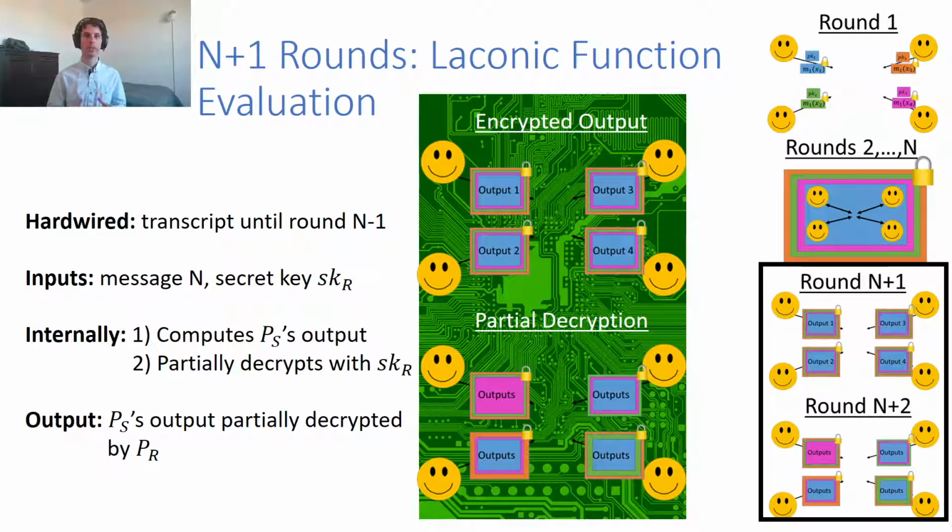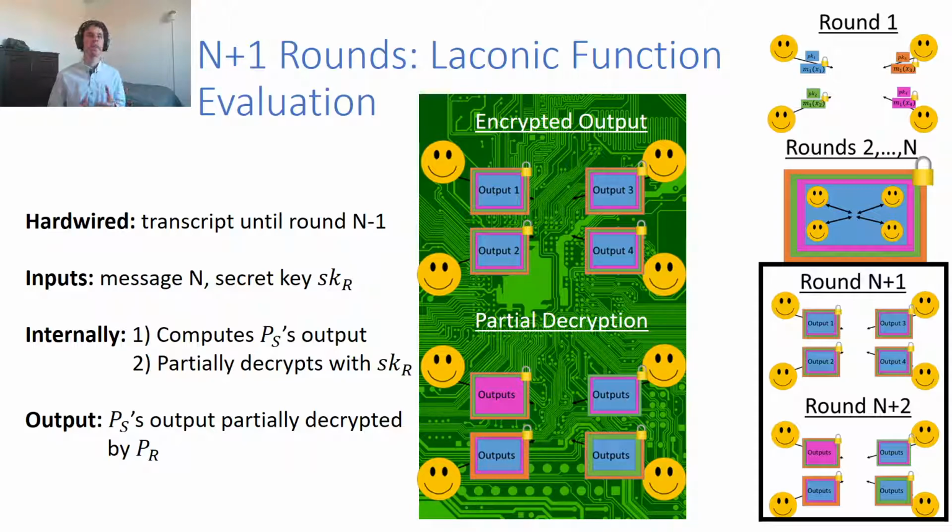To see where this will be useful for round reduction, let's consider the last 2 rounds of our basic protocol. As a reminder, in the last 2 rounds, the parties are going to compute their encrypted output and then partially decrypt the other party's outputs. So the LFE circuit that we're going to encode is going to have hardwired into it the transcript until round n-1. This is all that is known when you're constructing your messages for round n, since we have not yet received the round n messages.